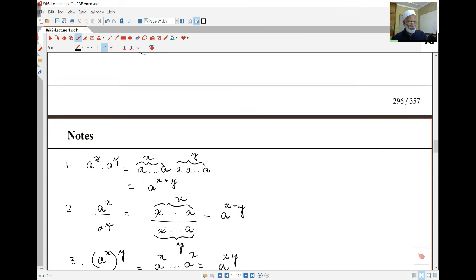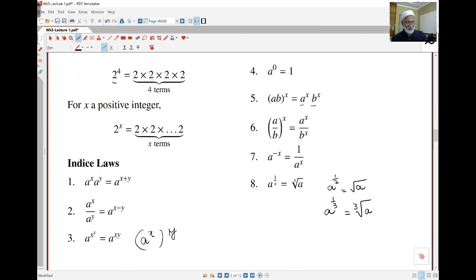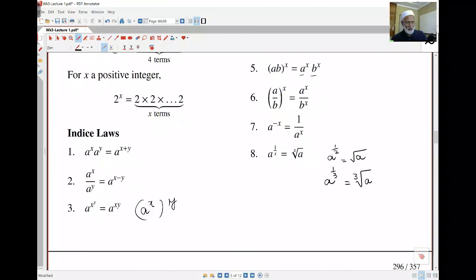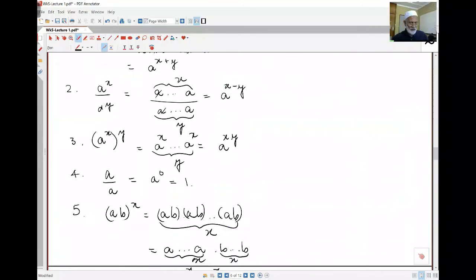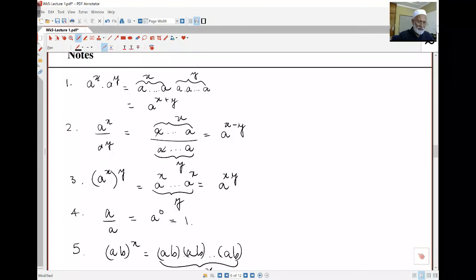The sixth one says a over b, to the x. So a over b to the x works in the same way as before. This is exactly the same as number 5, but now I've got a over b here.